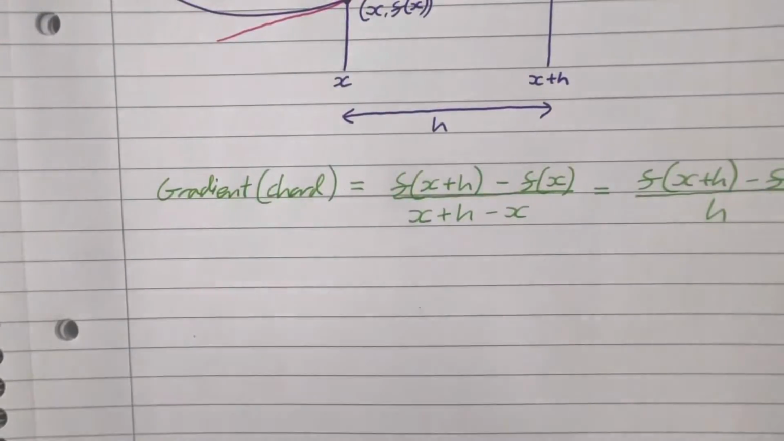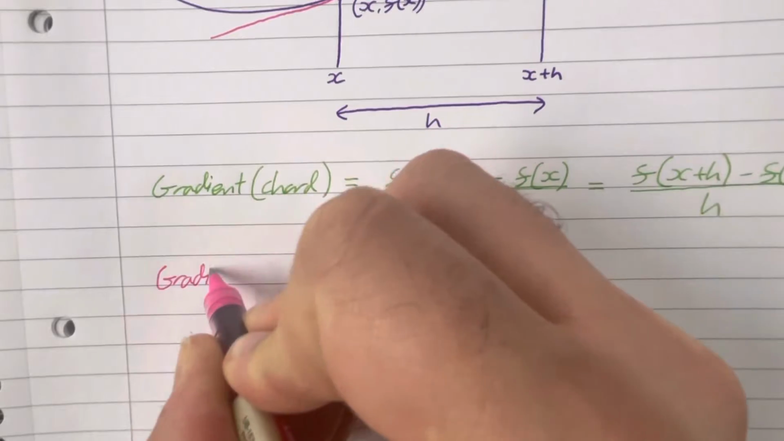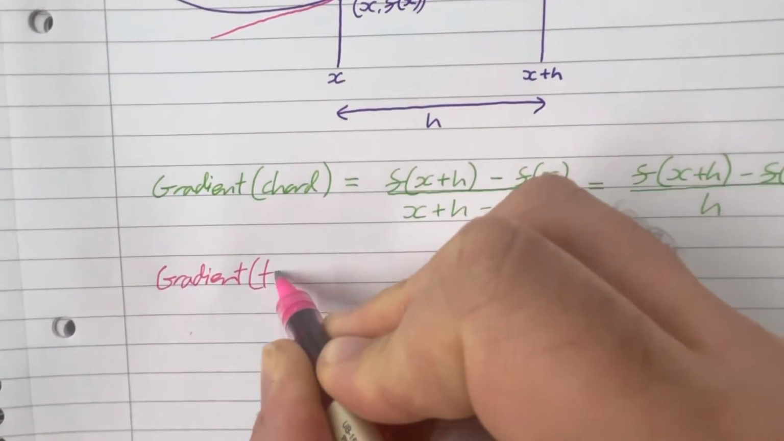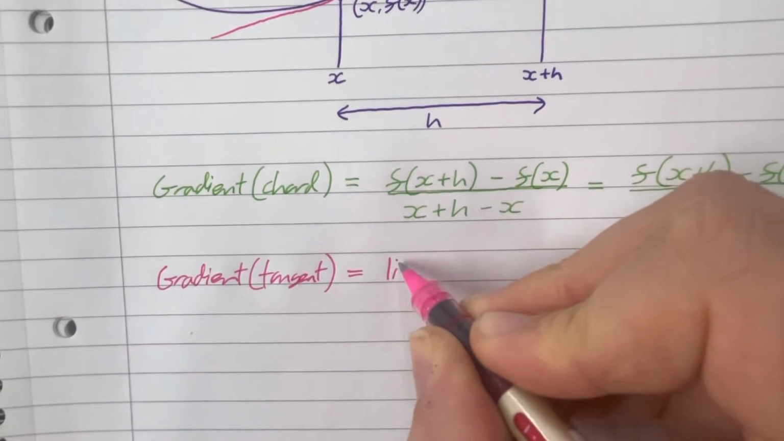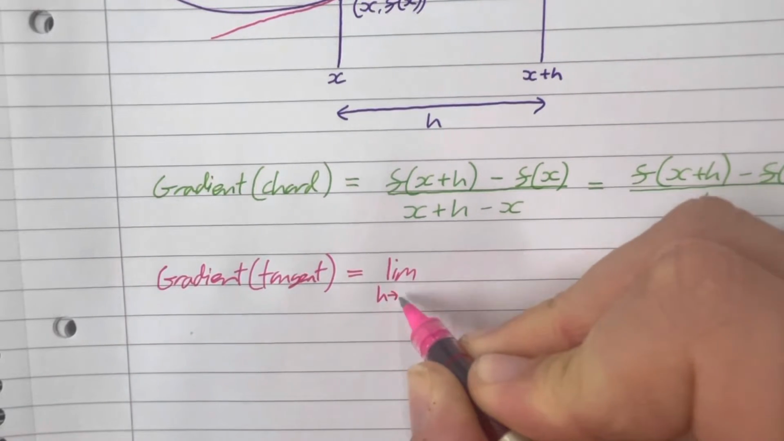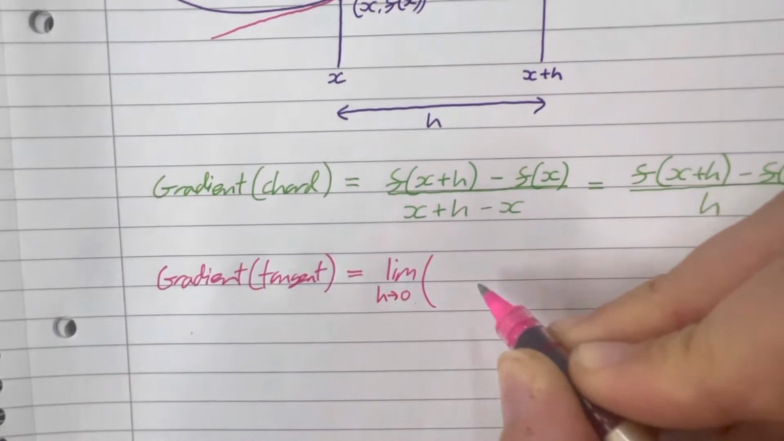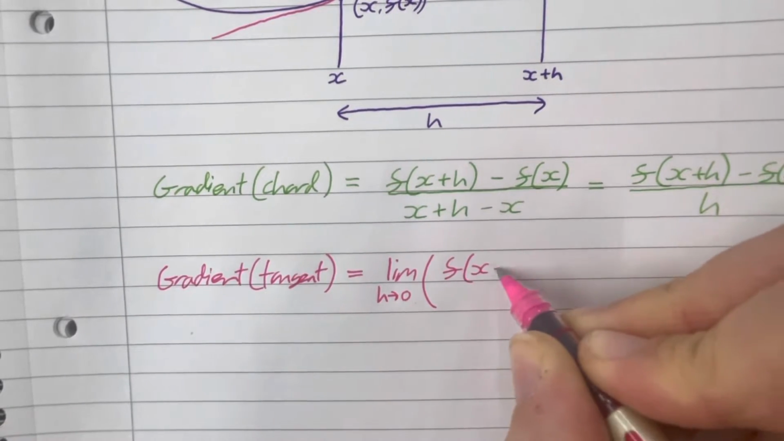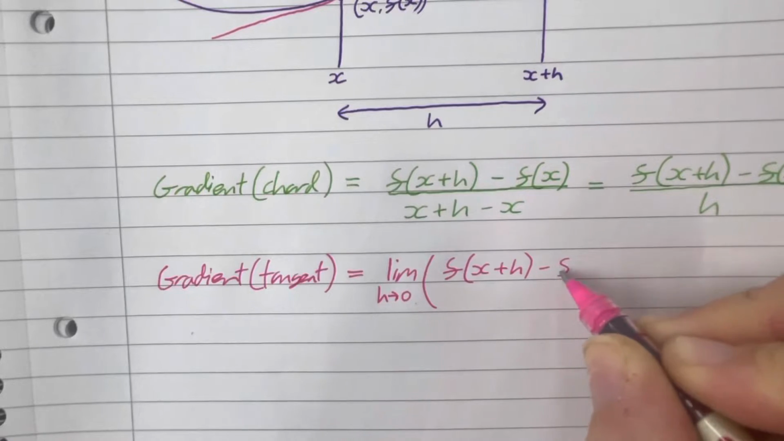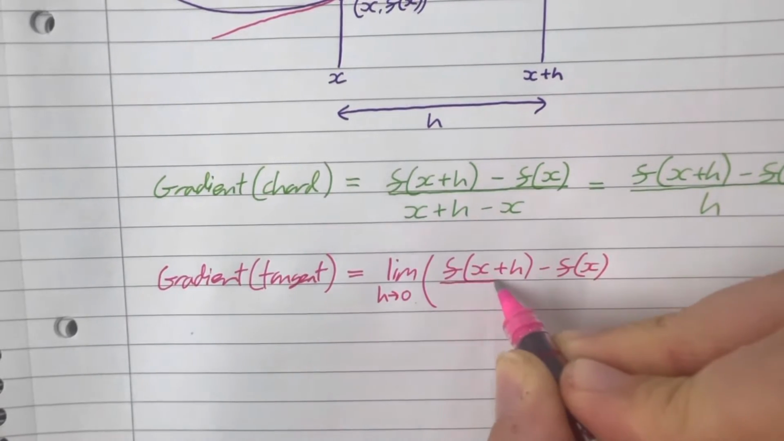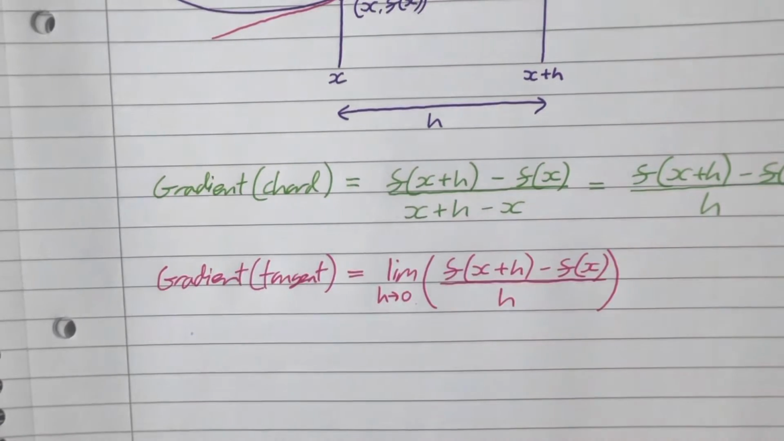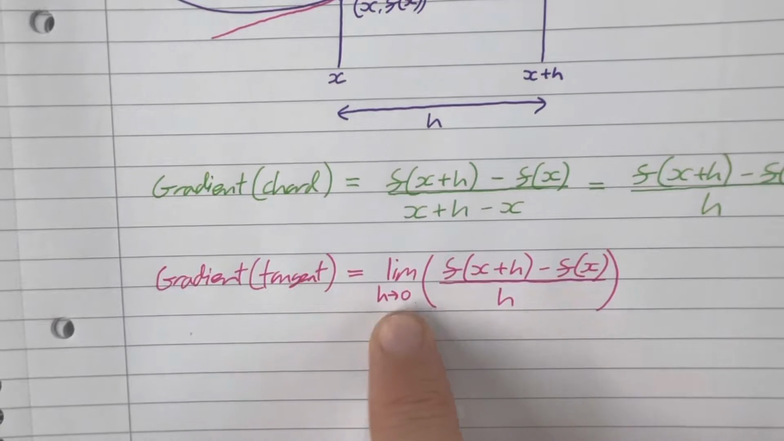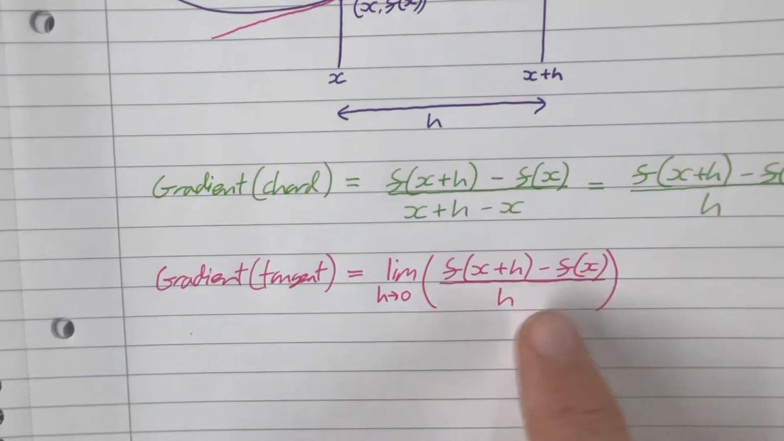So we would say the gradient of the tangent, which is what differentiation is all about, is equal to the gradient of the chord in the limit as we take h to 0. And this is the definition that is in the LXL formula book, and is a very common definition for differentiation. And we use that to differentiate things from first principles. The limit as h goes to 0 of f of x plus h minus f of x divided by h.